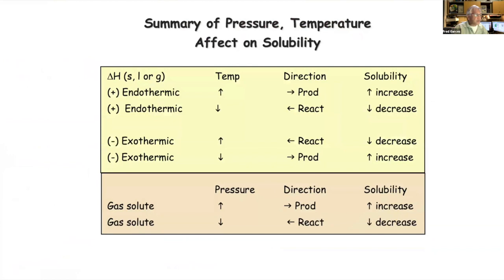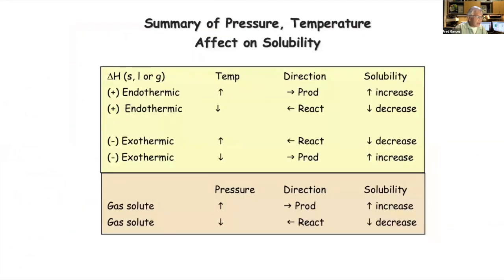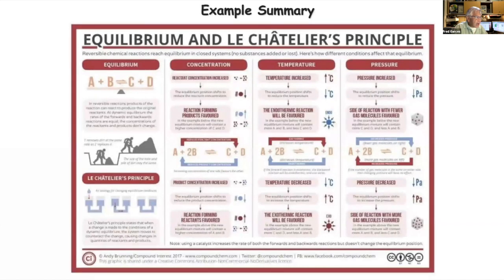So this is a summary of temperature for an endothermic and exothermic reaction. And this is a summary for pressure, for the solubility of a gas. But if you have any chemical reaction, always pay attention to the balanced equation, and note which chemicals are gases, because that's the side that's going to be sensitive to pressure. The rest of this is just a summary of LeChatelier's principle.